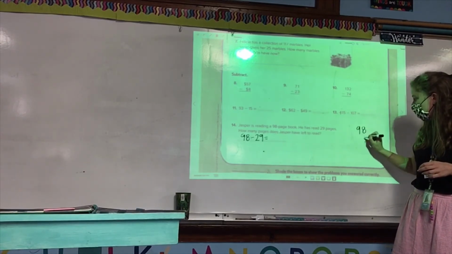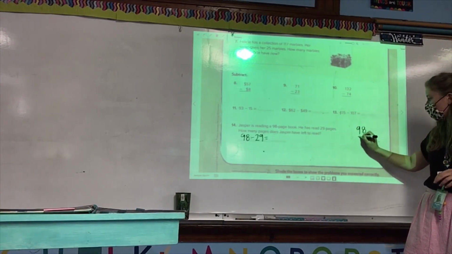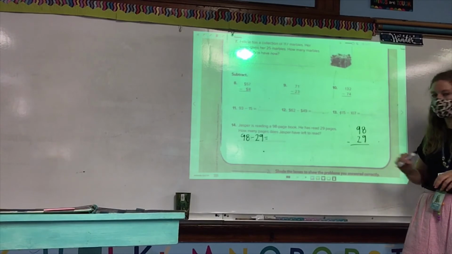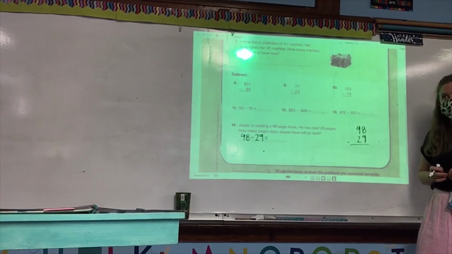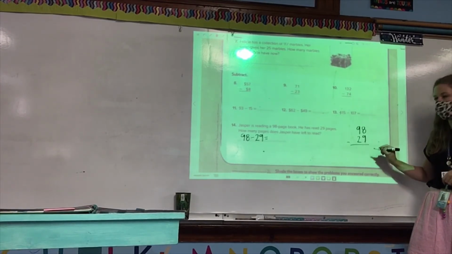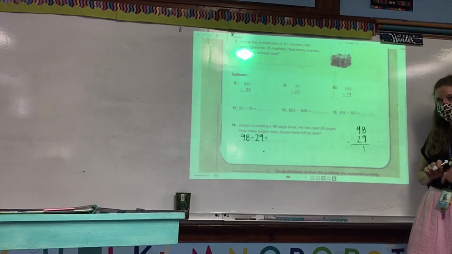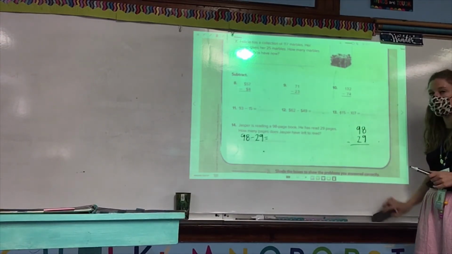So we have 98. I'm going to take my second number and write it backwards underneath to make sure that I've lined it up correctly. And then I have my minus sign. Okay, Victoria, 8 minus 9. Can you do that? No. Does that mean I just flip them in my head and say, well, I can't do 8 minus 9, but I can do 9 minus 8, and that's 1? Is that correct? Nope. Because then you're doing 99 minus 28, and that's not what the problem says.